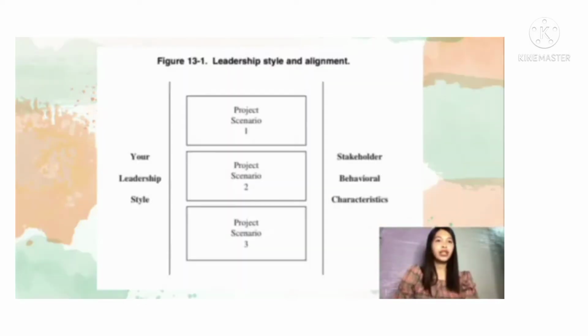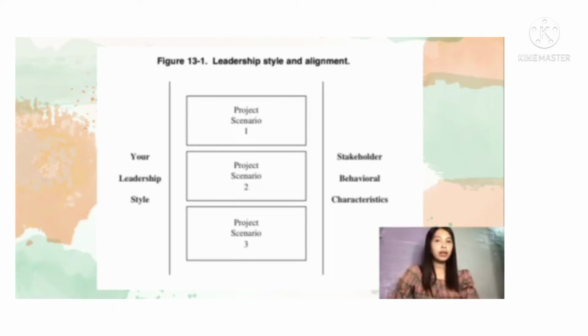So in figure 13.1, leadership style and alignment. So as you can see on this figure, there is an alignment of your leadership style to your project scenarios, which are project scenarios 1, 2, and 3, which will also align to your stakeholders' behavior and characteristics.